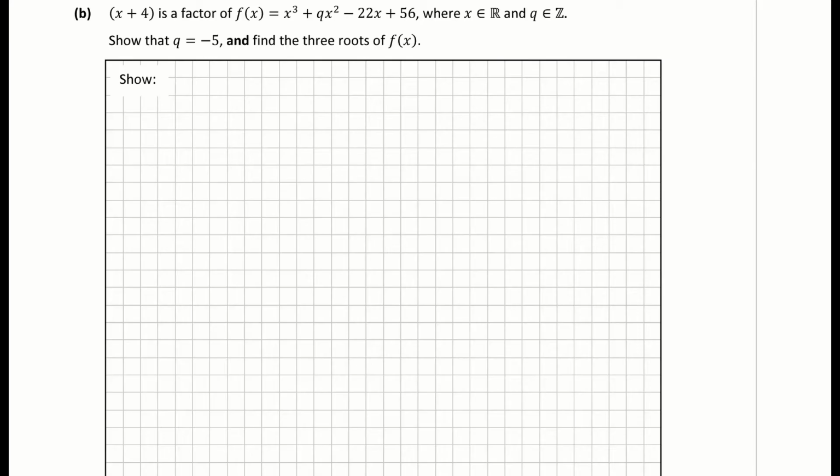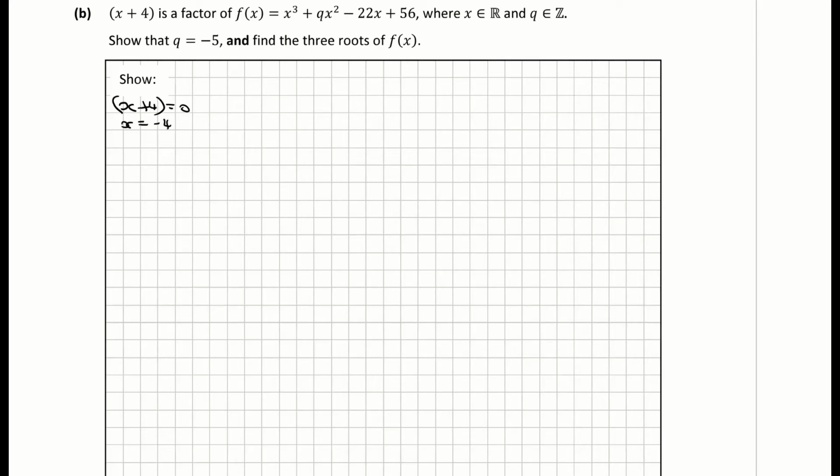But what I'm going to do here is I'm going to sub in my root. So first of all, they've given us one of the factors. So the first factor they've given us is x plus 4. Now to turn that into a root, that's equal to 0, don't forget. So then one of my roots, moving over the positive 4, I get a negative 4. So that's my first root.